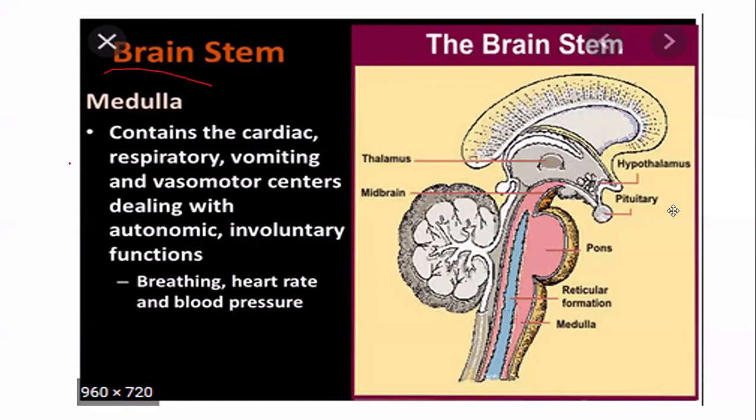Medulla, don't forget, this will appear in the exam. It contains the cardiac, respiratory, vomiting, and of course, vasomotor centers dealing with autonomic involuntary functions. So it is important in the breathing, the heart rate, and blood pressure. The answer is medulla oblongata, which controls the breathing, heart rate, and blood pressure. It will appear in the exam.